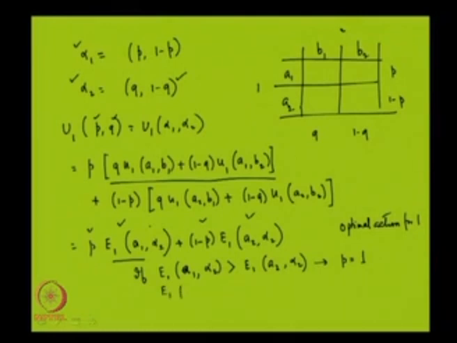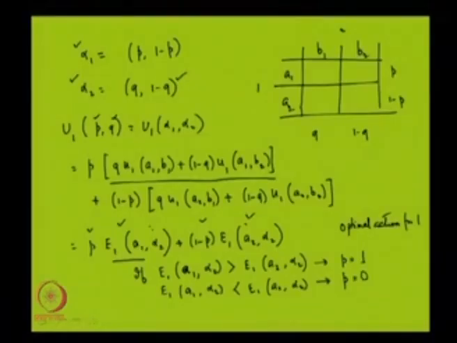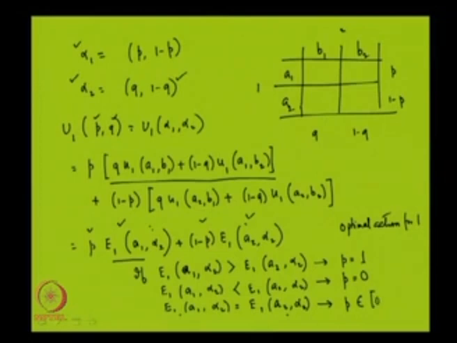Similarly, if it goes the other way, so this value is higher than this value, in that case 1 minus P will be set to 1, and 1 minus P will be 1 if P is equal to 0. So P is equal to 0. If they are equal, then it does not matter. This value is equal to this value. So it does not matter what value player 1 assigns to P, the total value of U1 remains at each of these values. So, in that case, P can take any value between 0 and 1.